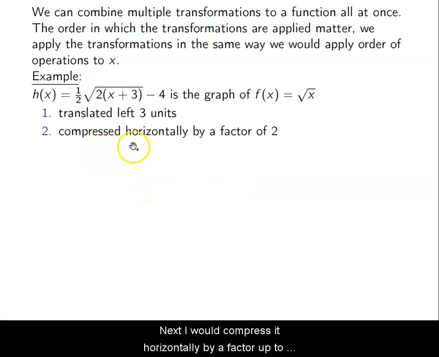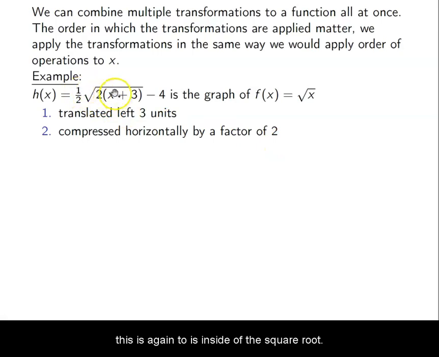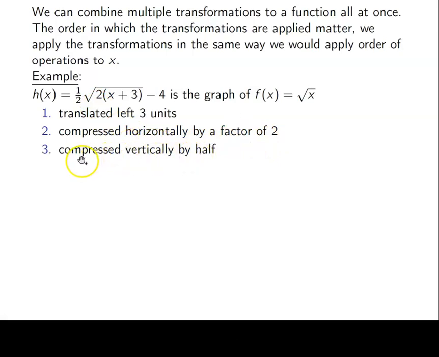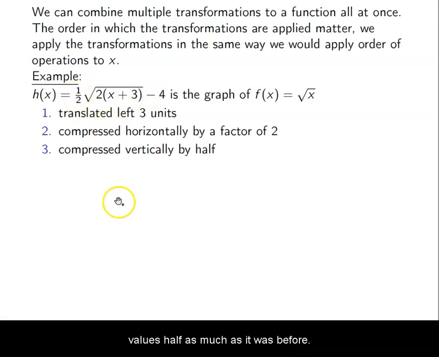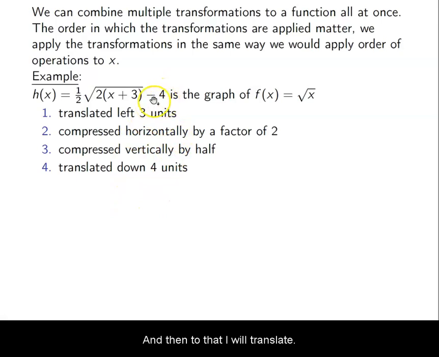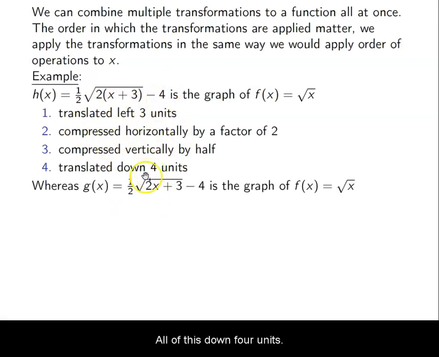Next, I would compress it horizontally by a factor of 2. This is, again, 2 is inside of the square root sign. So that's a horizontal compression of 2. Okay. I then would compress vertically by 1/2. This is less than 1, so it makes all output values half as much as before. And then to that, I will translate all of this down 4 units, right?